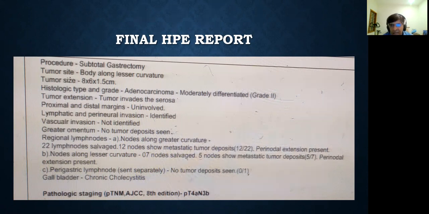Even 20 is too much, I think, because there is serosal involvement, there is significant lymph nodal involvement. I think maybe anywhere between 10 and 15% is probably the 5-year survival.